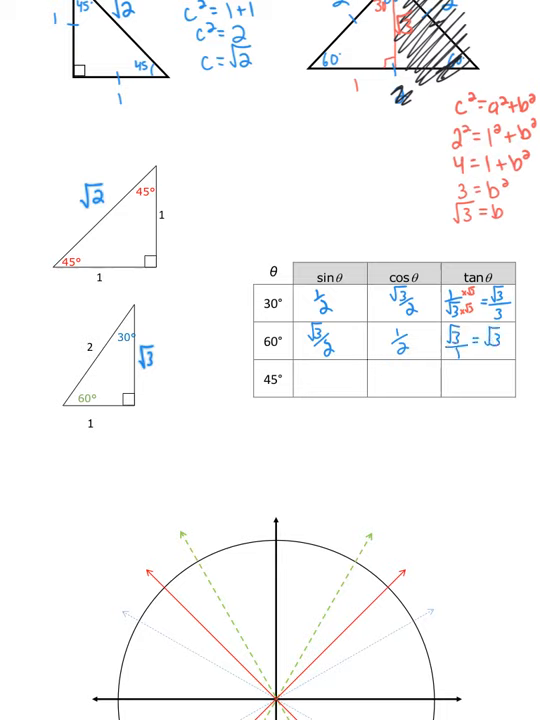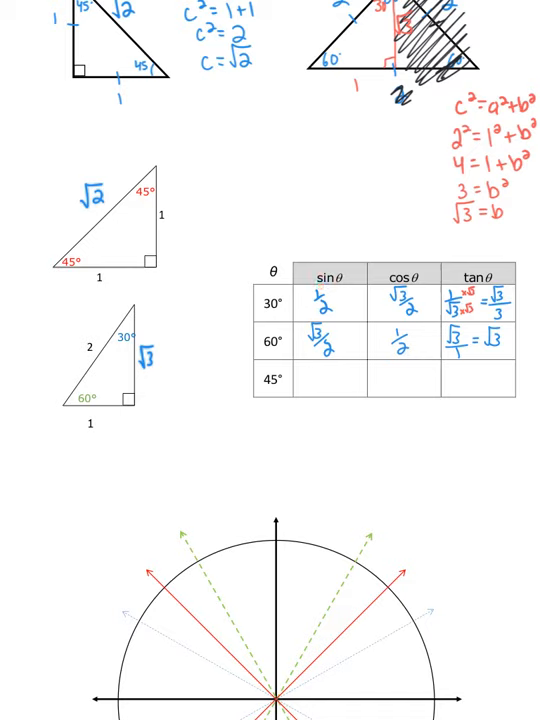And you may have noticed that sine of 30 is the same ratio as cos of 60, and cos of 30 is the same ratio as sine of 60. And we'll look more into that when we graph the sine and the cosine function in the next unit.